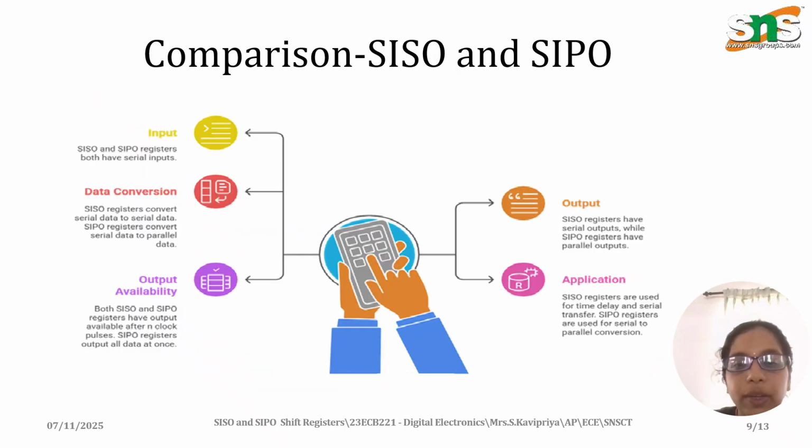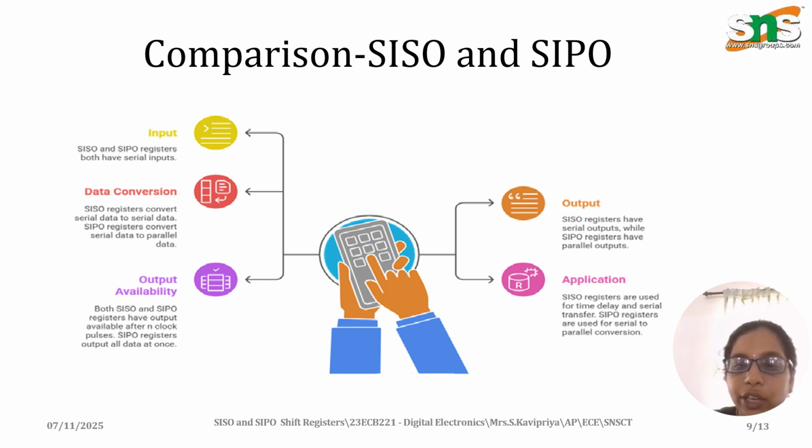Next is a comparison between SISO and SIPO. As far as input is concerned, SISO and SIPO registers both have serial input. For data conversion, SISO registers convert serial data to serial data, whereas SIPO converts serial data to parallel data. For output availability, SISO has the output available after the nth clock pulse, whereas SIPO registers give output after each and every clock pulse. Next is the output: SISO registers have a serial output, whereas SIPO registers have a parallel output.